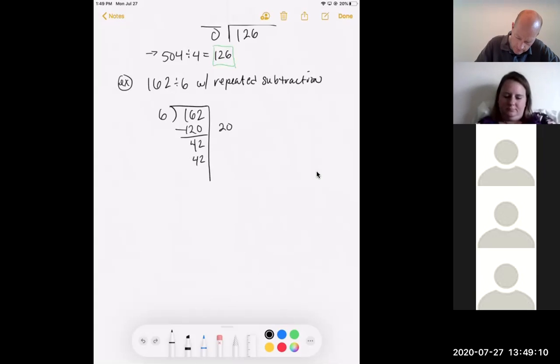So there's 7 more groups of 6 there. And that becomes 0, which means I'm finished. I'm going to add up my groups to 27. Therefore, 162 divided by 6 is equal to 27. Okay, repeated subtraction method.